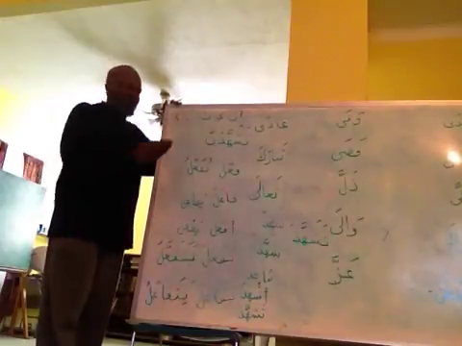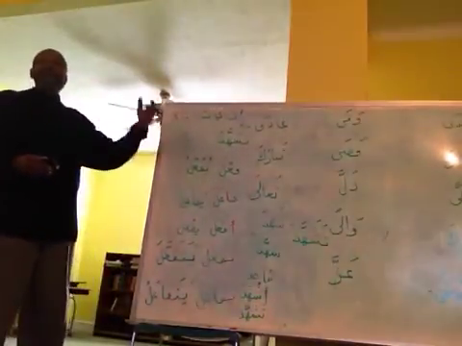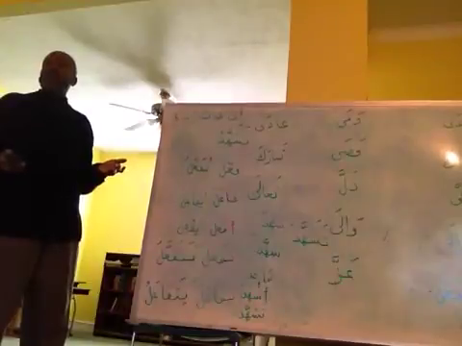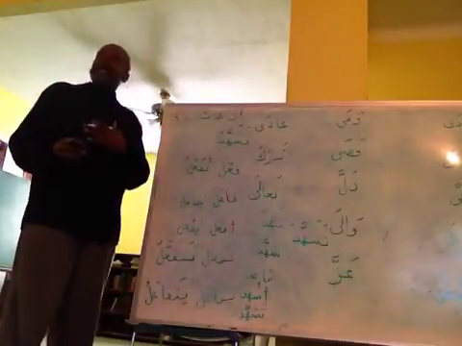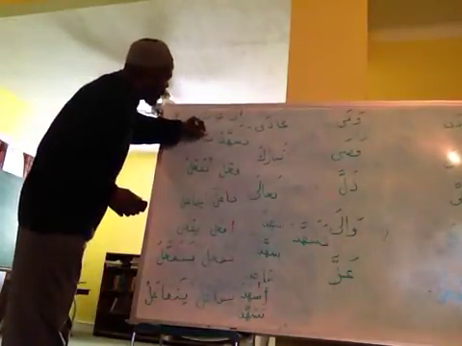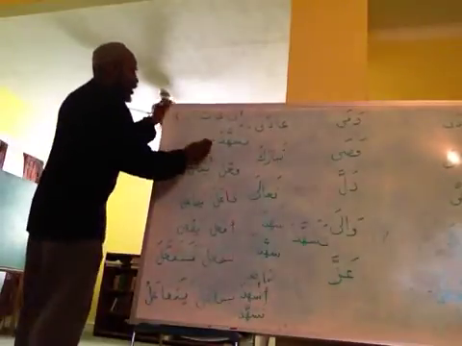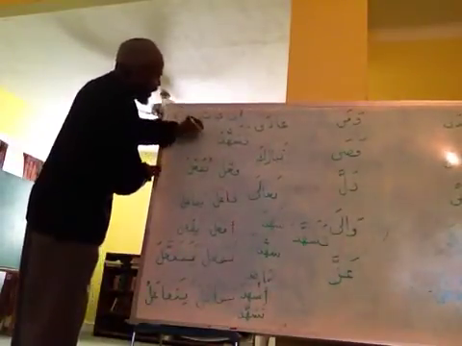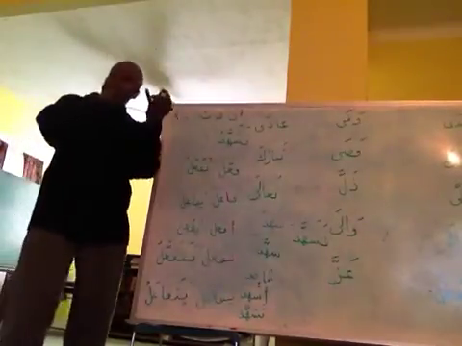Okay, got it? Now we have first person. What do we have to do to make the verb say I? Tashahadtu. Make it say we: tashahadna. So you see, the past tense verb is always mabni, on fatha or sukoon.